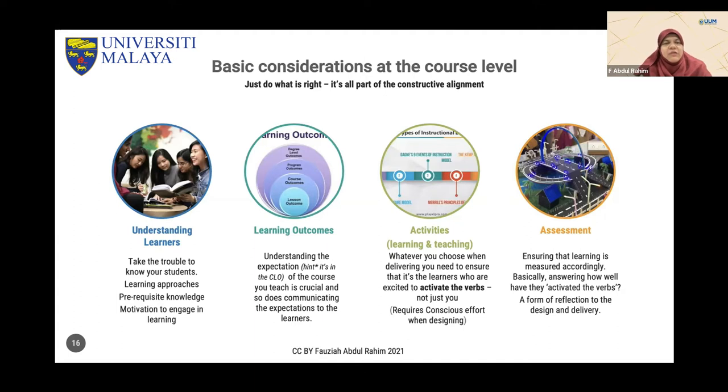The next is the learning outcomes, understanding the expectation. And this expectation, as I mentioned just now, is in your syllabus. It's in your CLO, the course learning outcome. You have to understand this, and you have to communicate this and your expectation to your students as well. It's not just the topics, it's the course learning outcomes first, and then you explain the topics, which, as I mentioned, are actually the context. Whatever you choose when delivering, you need to ensure that it's the learners who activate the verbs, not you. If it's apply, as I gave you an example just now, it's your students who are actually doing the applying. So what do you do? You create situations in which they have to apply.